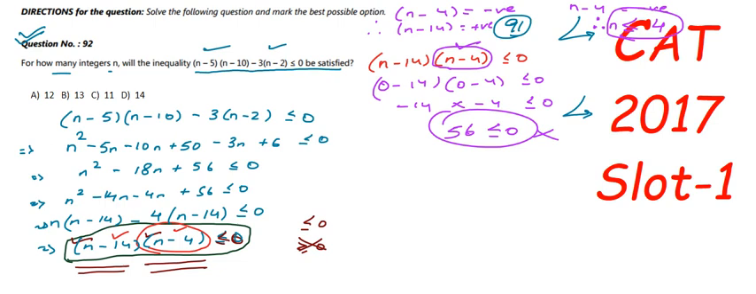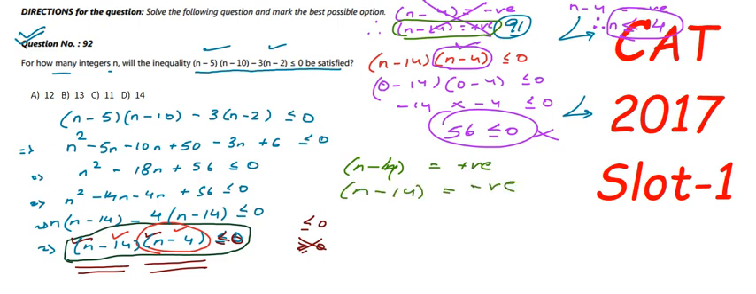Therefore this assumption is wrong: n minus 4 can never be negative and n minus 14 can never be positive. So let us revert the situation and let n minus 4 be a positive number and n minus 14 be a negative number.